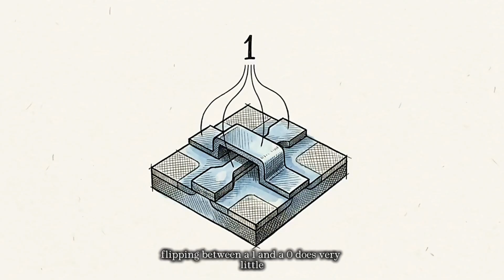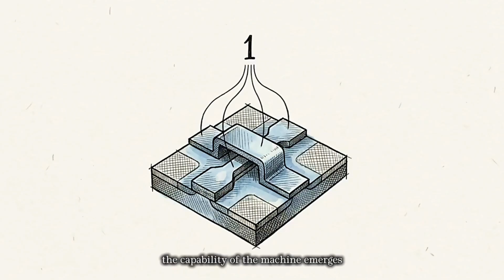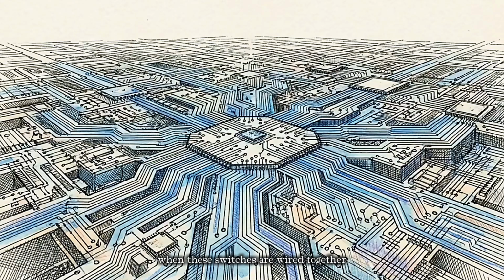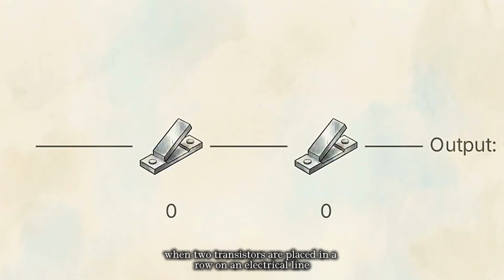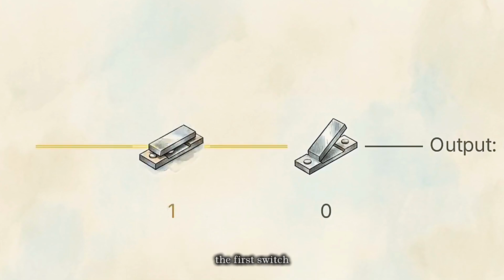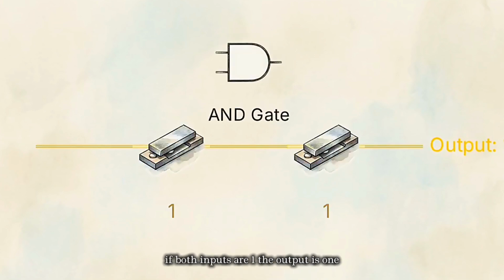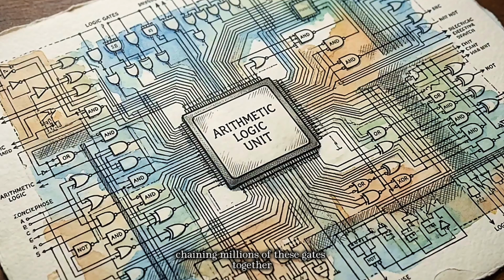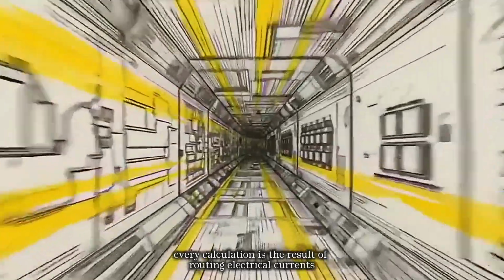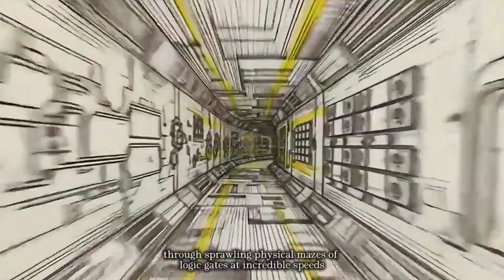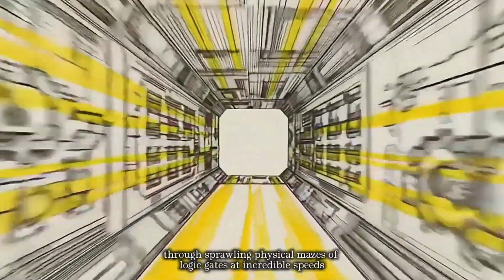While a single transistor flipping between a 1 and a 0 does very little, the capability of the machine emerges when these switches are wired together. When two transistors are placed in a row on an electrical line, they form a logic gate. Because they're in sequence, the first switch and the second switch must be closed for current to pass. If both inputs are 1, the output is 1. Chaining millions of these gates together allows the circuits to perform base 2 mathematics, executing addition and multiplication through physical logic. Every calculation is the result of routing electrical currents through sprawling physical mazes of logic gates at incredible speeds.